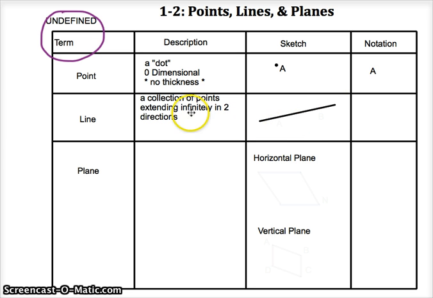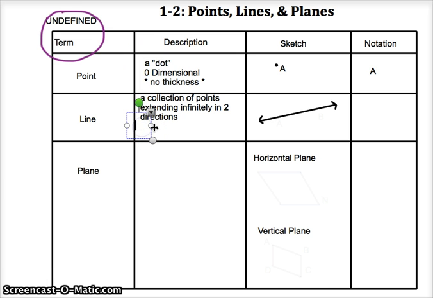and you wouldn't be entirely wrong, except that this is actually a segment because it starts here, it ends here. We want something to extend infinitely. So what we need to do is draw arrowheads on either side of this segment to make the segment a line. All right, we've got a line. It extends infinitely in two directions.